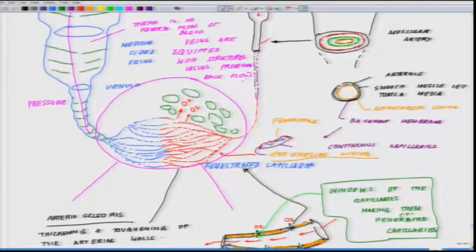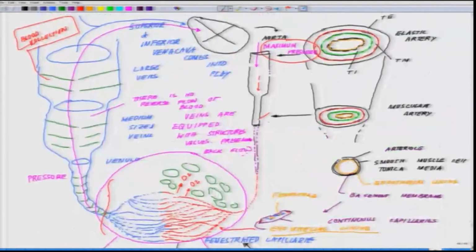Okay. So with this I will close this class. In the next class we will talk about how the pressure and all these differences are calibrated. Okay. Thank you.